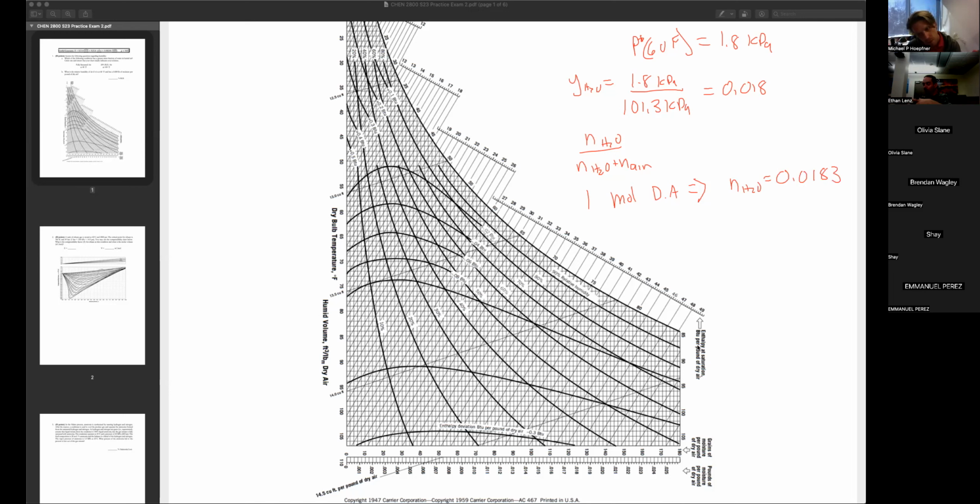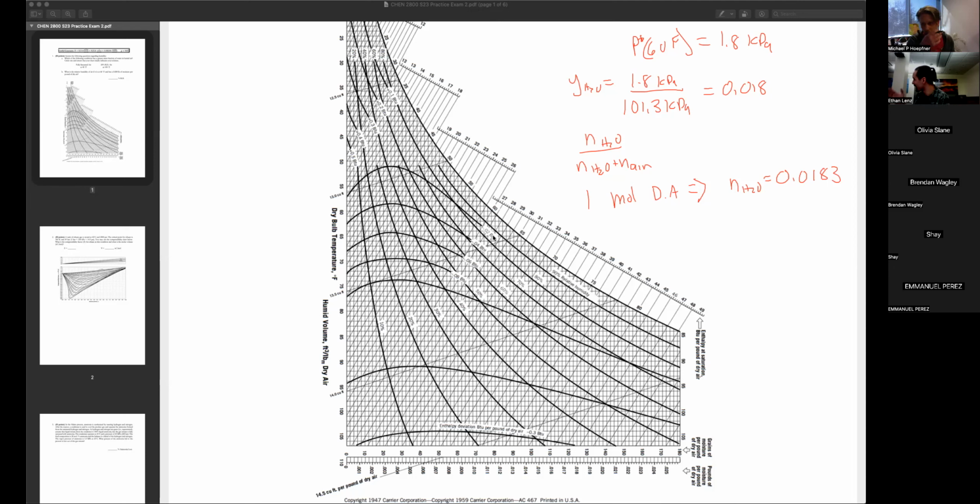Geez. Pounds of moisture per pound of dry air. I know what I can do. I can look at the ratio. 1660 here. Oh, geez. It's just a lot of tinkering work.